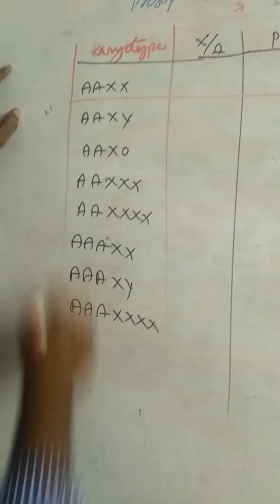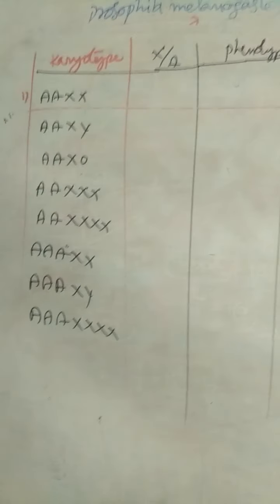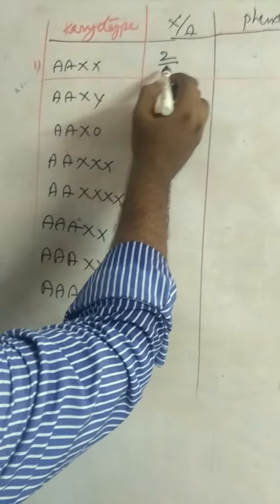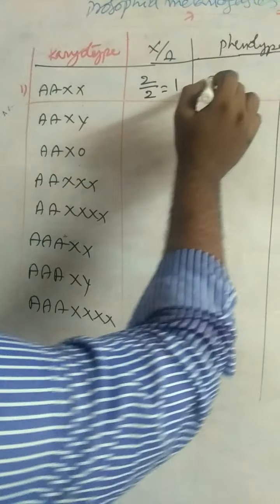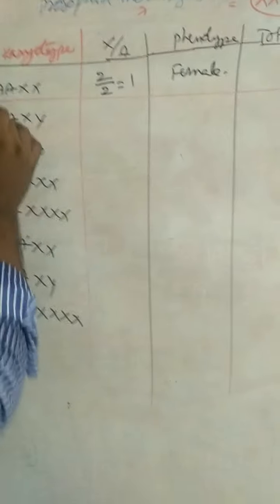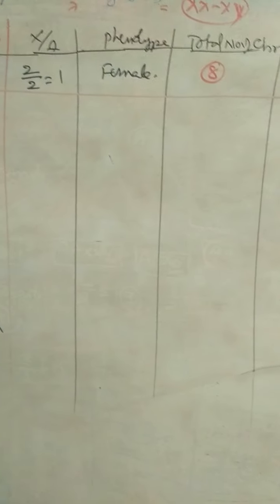In the first combination or first karyotype, X by A ratio is equal to number of X chromosomes 2 by number of sets of autosomes 2. 2 by 2 is equal to 1. So this is female. Phenotype is female. Total number of chromosomes: 1A is equal to 3 chromosomes, so 3, 3, 1, 1. 3 plus 3, 6 plus 2, 8 chromosomes. Total number of chromosomes 8.